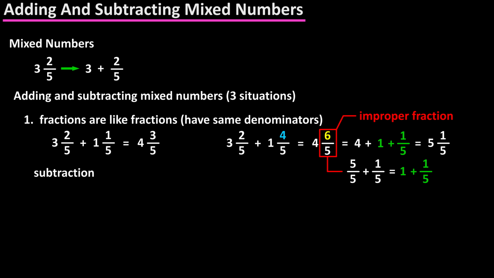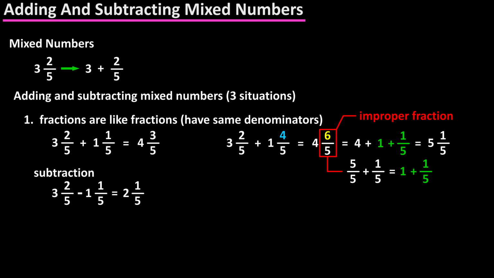If we were subtracting, 3 and 2 over 5 minus 1 and 1 over 5, pretty much the same here. Subtract the whole numbers, 3 minus 1 equals 2, then subtract the numerators, 2 minus 1 is 1, and keep the denominator of 5. So we have 2 and 1 over 5 as the final answer.